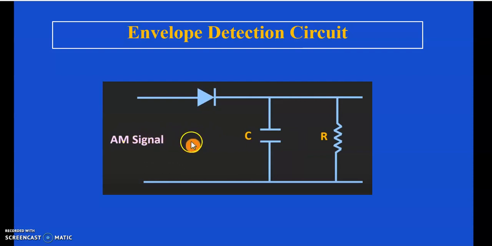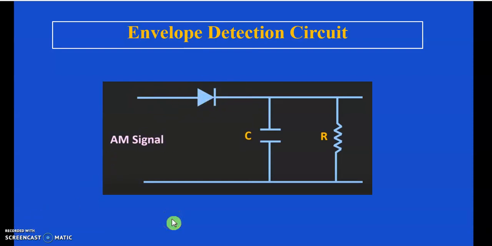When the input signal falls below this value, the diode becomes reverse biased and the capacitor discharges slowly through the load resistor. This discharging process continues until the next positive half cycle. When the input signal becomes greater than the voltage across the capacitor, the diode conducts again and the process repeats.